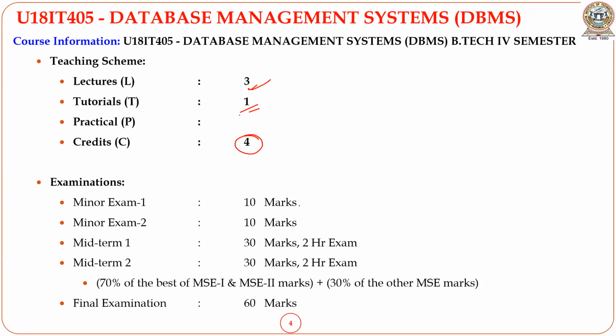For your minor examination, maximum marks is 10, minor examination 2, minor 10 marks, which you already know from the previous semesters. And for each MSE exam, maximum marks is 30. And best of MSE 1, MSE 2, 70% will be considered, and the one in which you got the least mark, 30% will be considered, and your final examination is for 60 marks. So this is the examination pattern and the teaching scheme.